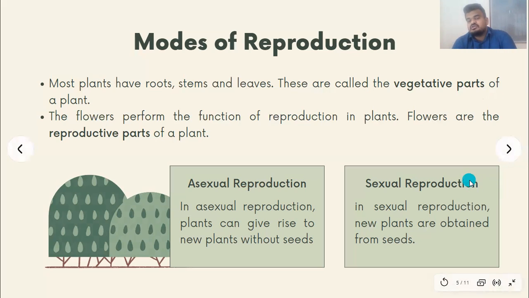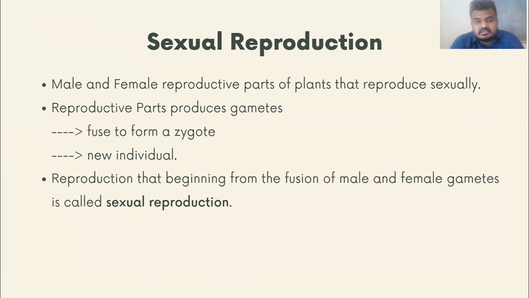So in sexual reproduction, new plants are obtained from seeds, and in asexual reproduction, plants can give rise to new plants without the use of seeds. Okay, that's it for these modes of reproduction. Next one is sexual reproduction. So in this chapter, you are going to study this sexual reproduction.